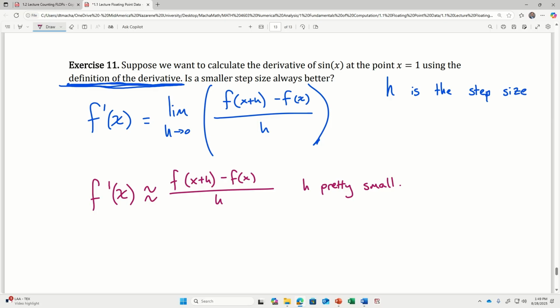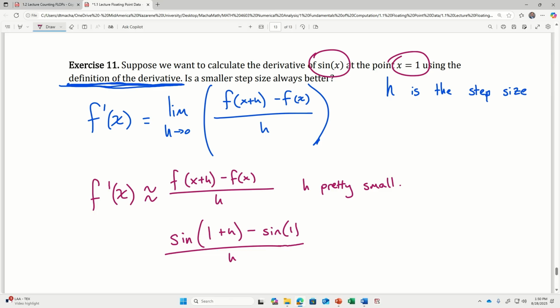I'm leaving "pretty small" up to interpretation, like 0.001 or smaller would be ideal. But that's what it's asking. So let me go ahead and plug in the sine function, which means let's take sine of, and if my point is x equals 1, then we'll say sine of 1 plus h minus sine of 1, divided by h.